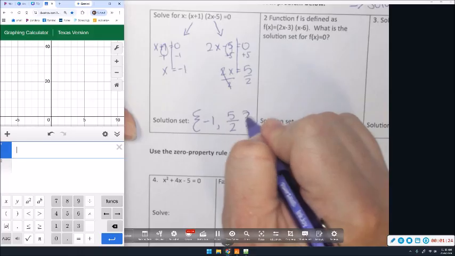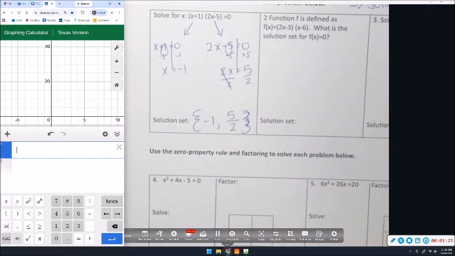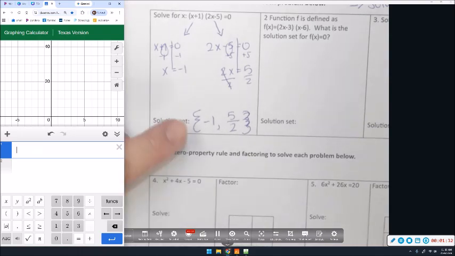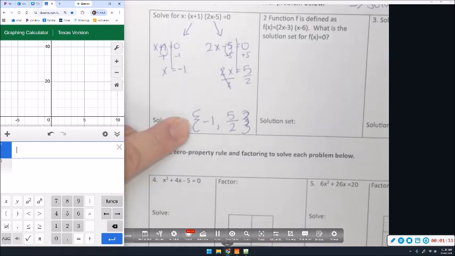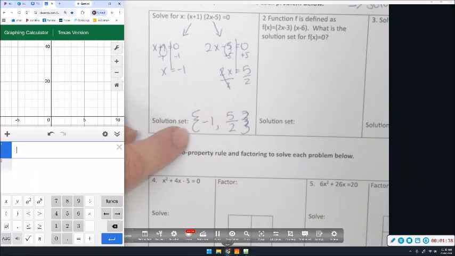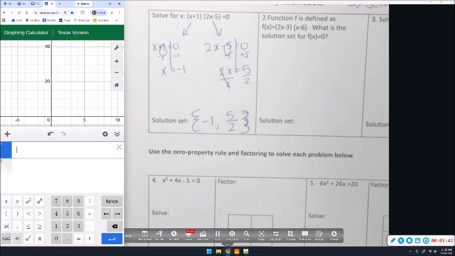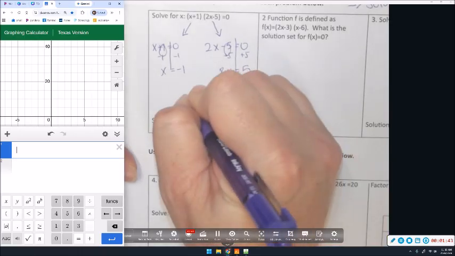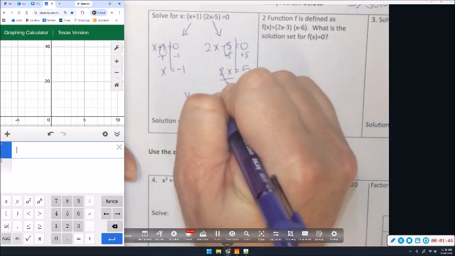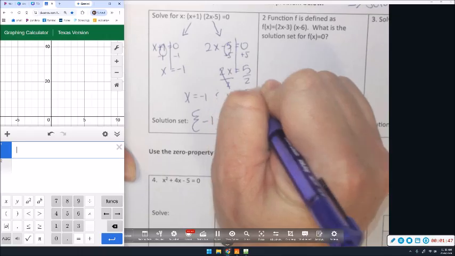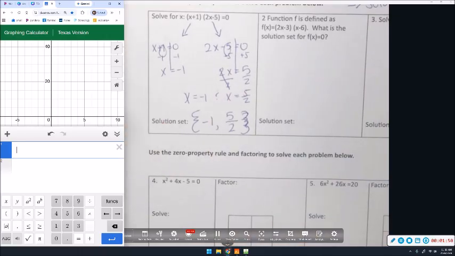Mine don't always look very pretty, but if you don't write them least to greatest, I'm not going to take off, but just know proper is least to greatest. But if you use parentheses, I will take off points. I also will take off points if you don't use anything. So we should be using the braces when we're writing our solution sets. You could also write them as literally just x equals negative 1 and x equals 5 over 2. Both of those are acceptable.